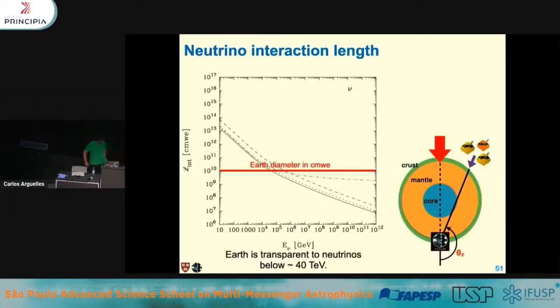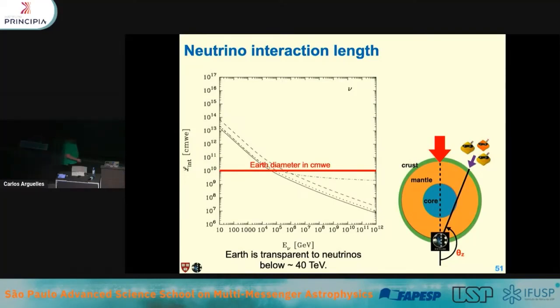Here, this is actually for an old cross-section calculation, so numbers are not quite the same as yours. This is for centimeter water equivalent, so this assumes 1 gram, not 5. That's why this is lower. But more or less, if I just had water, and we said 100 TeV, we should be somewhere around 10 to the 10; if it's more dense, it's higher. So it's certainly longer than the diameter of the planet. So the Earth is actually transparent to neutrinos below 40 TeV.